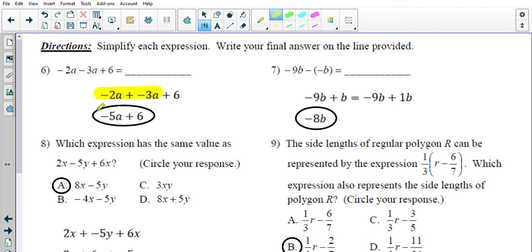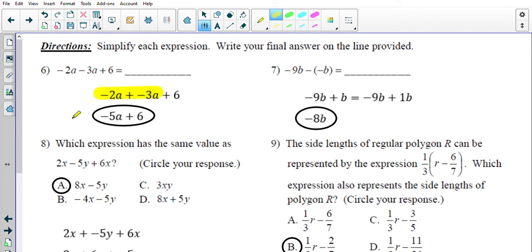Number 7, I would add the opposite from the beginning and rewrite this as negative 9b plus b. And we can even write it as negative 9b plus 1b, putting a coefficient in front of the b. Do negative 9 plus 1, since these are like terms, gets us negative 8b.